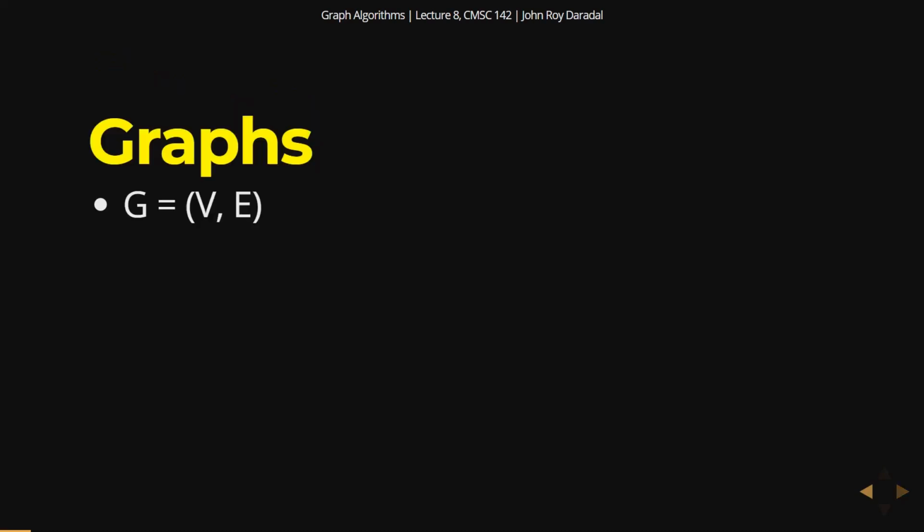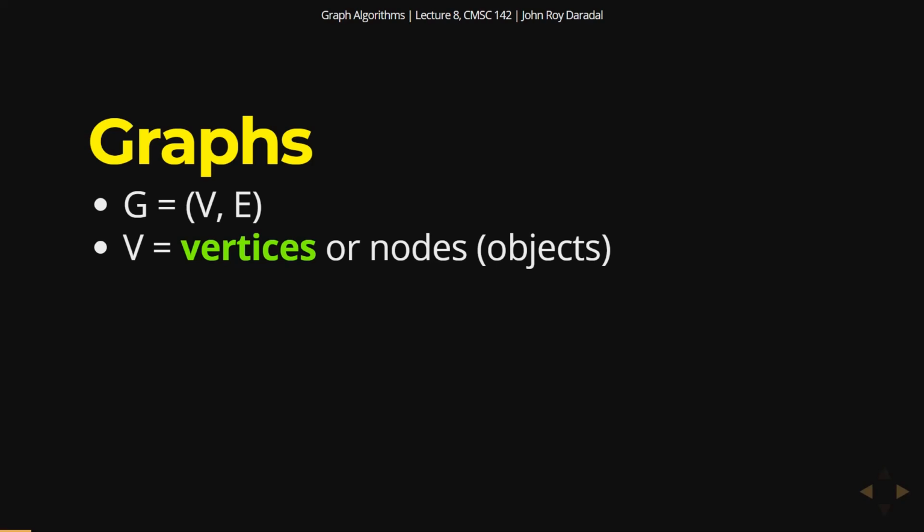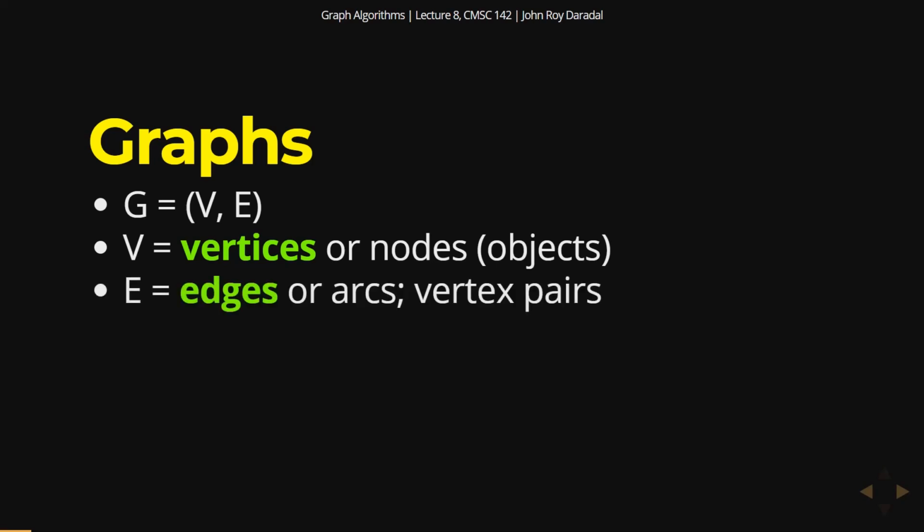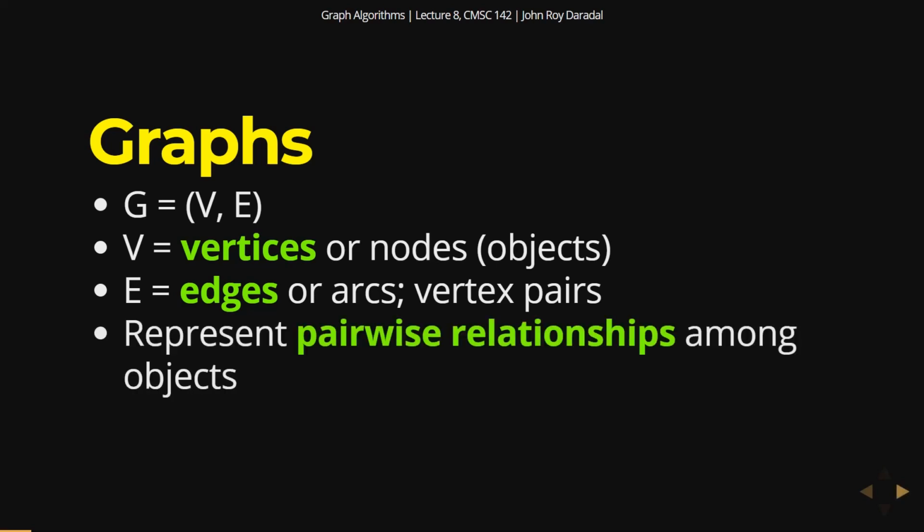Okay? So formally, a graph G is made up of two components, V and E. So what are these two components? V is the set of vertices or nodes, and this represents objects. On the other hand, E is the set of edges or arcs that link two vertices together. So an edge is always a vertex pair. And graphs represent pairwise relationships among objects. So if you have your vertices as objects, the edges that link them together represent their relationships.